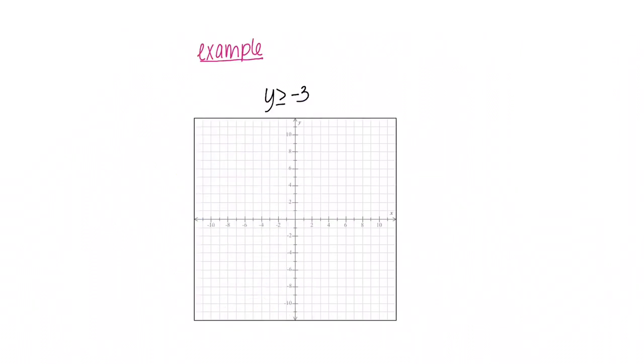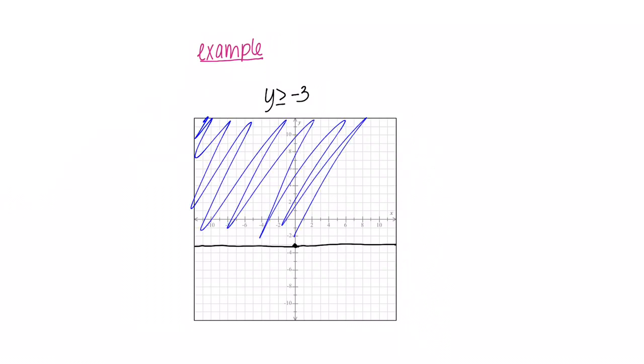Y greater than or equal to negative 3. So I'm going to negative 3 on the y-axis because it's y. And then I'm going to draw a line at y equals negative 3. There's an underline, which means it's going to be a solid line. And it's a greater than symbol, which means that we are going to be shading above this line. And that's it. You're done.